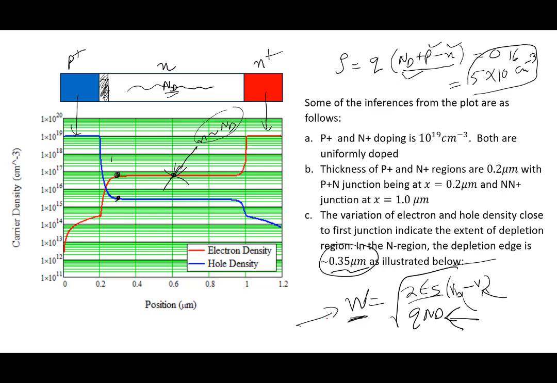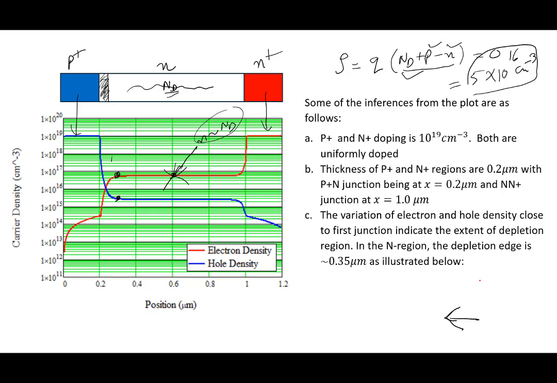Right, but now you can get more interesting things from this particular data. All right, so let's look at.